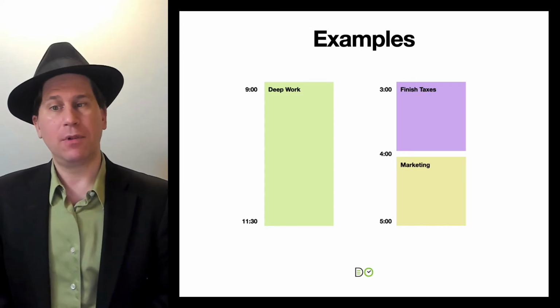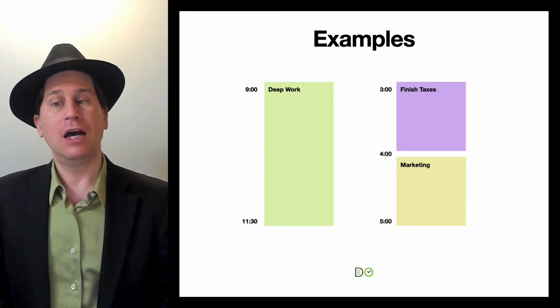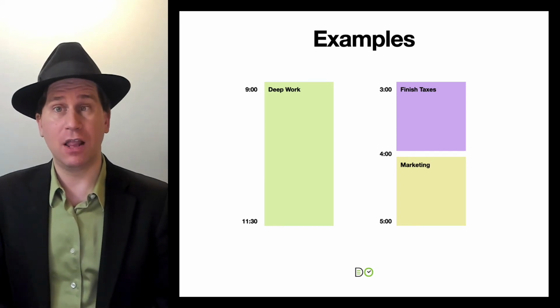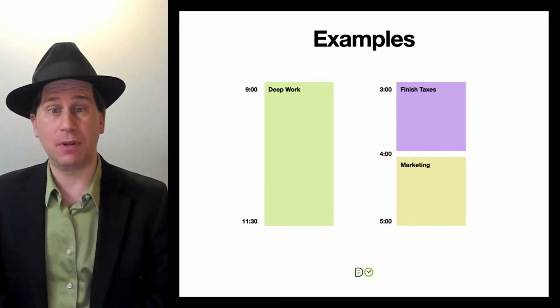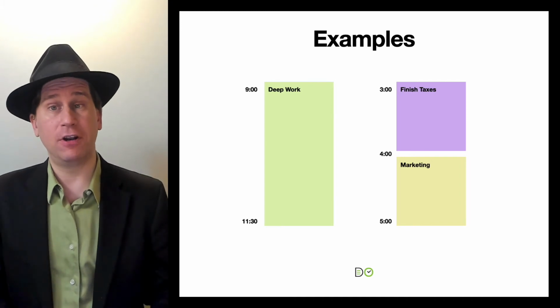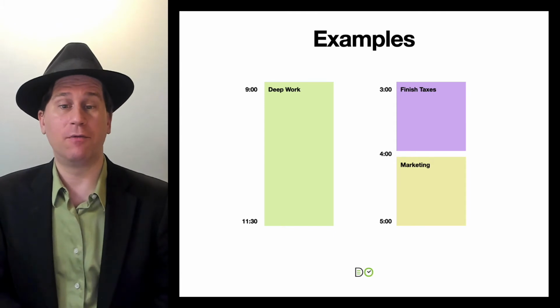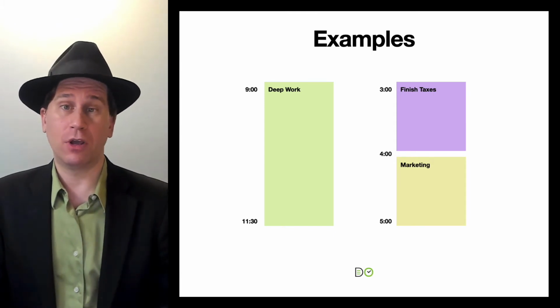So here we have a couple examples. A deep work block. This is an energy block from 9 until 11:30. So this is a context-based block. We have a task block where I'm finishing my taxes from 3 until 4. And then we have a facet block from 4 to 5, which is where we're going to be working on marketing.